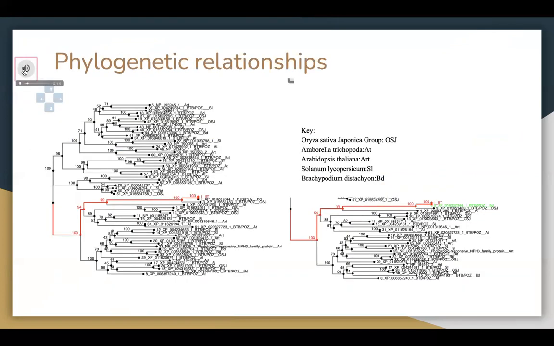Phylogenetic relationship was observed by comparing similar species like rice and not so similar species like tomato. Our gene matched with the gene sequence marked in green, which is from rice.